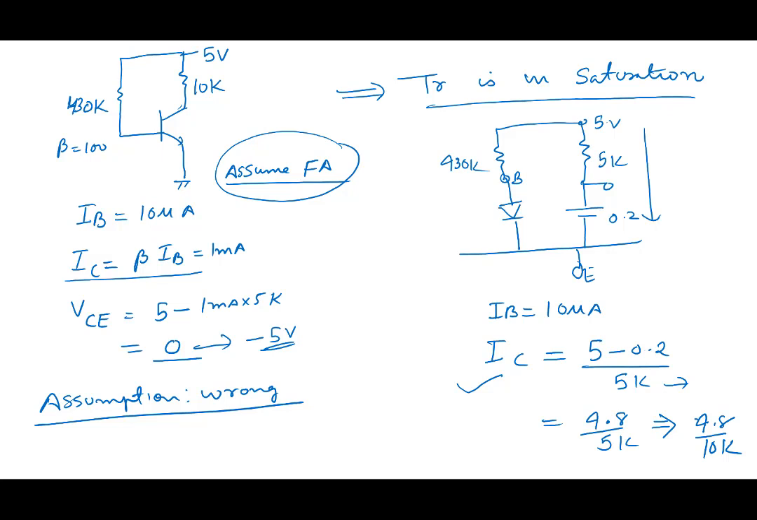So IC, note that IC is less than beta IB. So when you make these circuits and you are trying to bias it in forward active mode, there's always a danger that the transistor may go into saturation region if you're not careful. For example, in this case, maybe we used a very large value of resistor here, collector, right? Very large value.